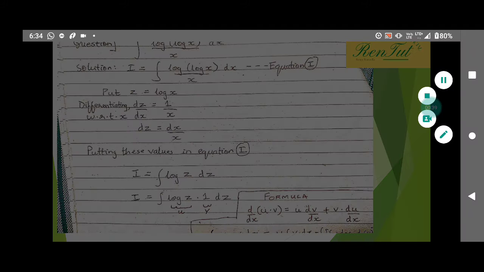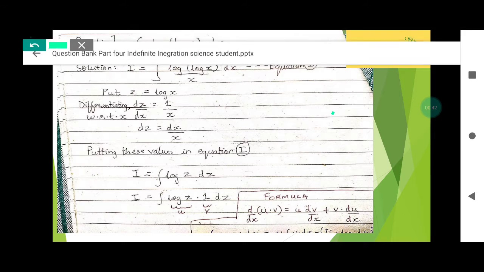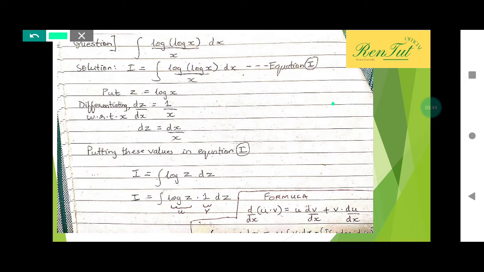This can be done only through the substitution method. So we will be putting some kind of alphabet. For log x we will be putting z. So z is equal to log x, that is our substitution. Then we will be differentiating dz, z with respect to x. That is dz, and log x, if you take the differentiation of that, you will get 1 by x.